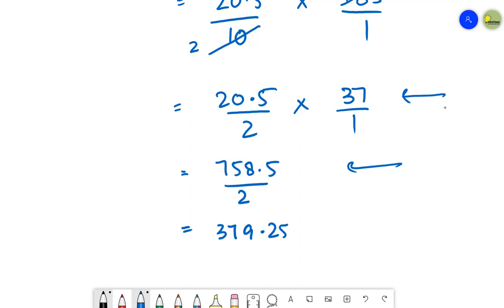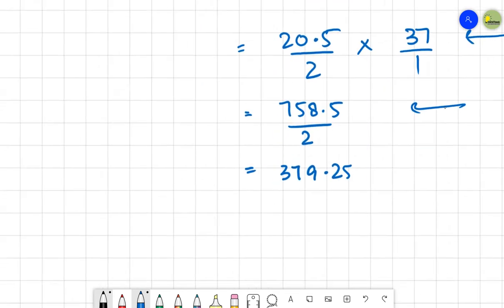Why? Because this is another topic. This is the topic of decimal numbers. So you have to do it. You must have prior knowledge in order to calculate these steps. So the final answer is 379.25. This is the exact amount.